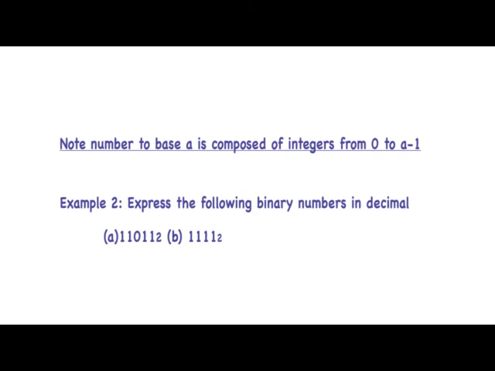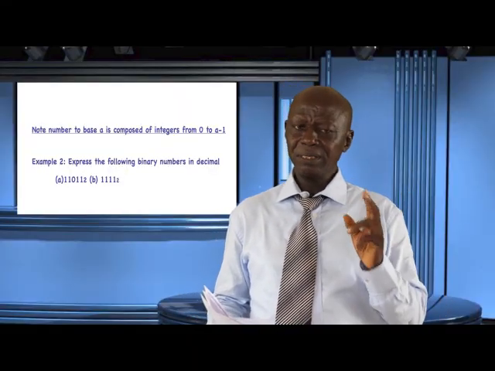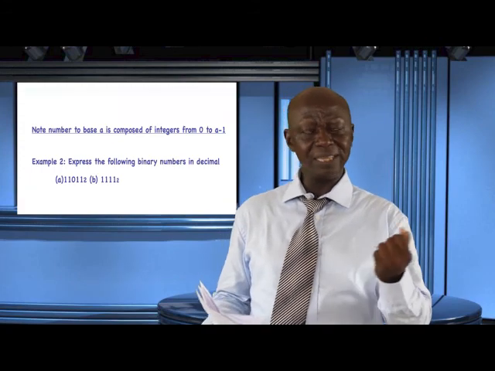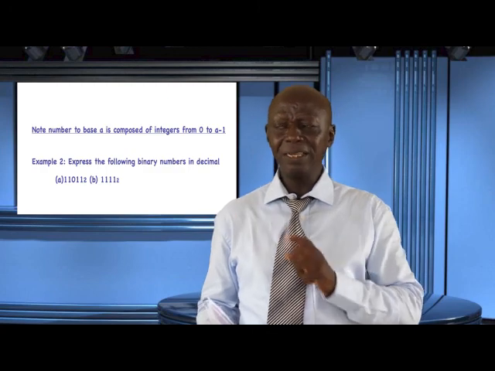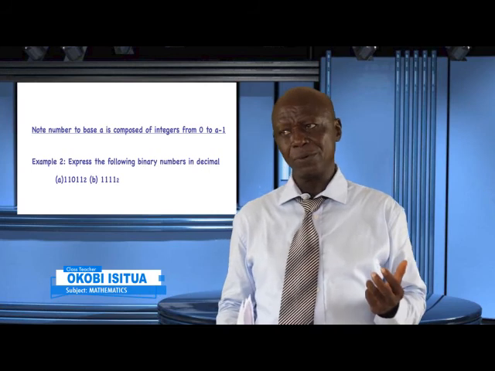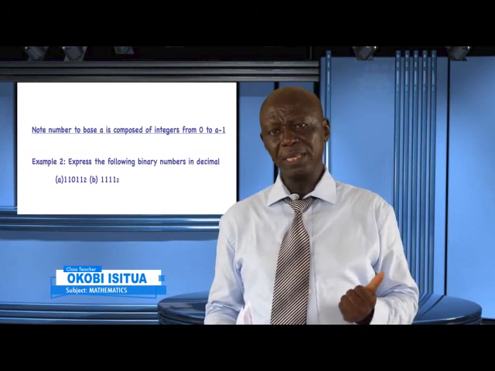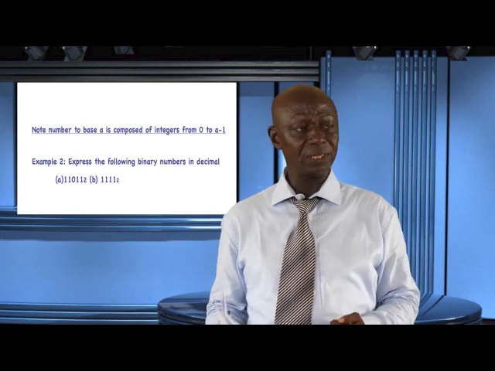Note a number to base A is composed of integers from 0 to A minus 1. What do I mean by this? For you to work with any base, there are values you work with. Take for instance, if you have a number in base 9, the highest value you can write is 9 minus 1, which is 8. Then what are the values you are going to work with? You start from 0 to 8. So you have 0, 1, 2, 3, 4, 5, 6, 7 and 8. These are the values you work with.